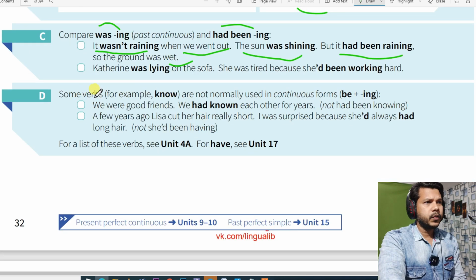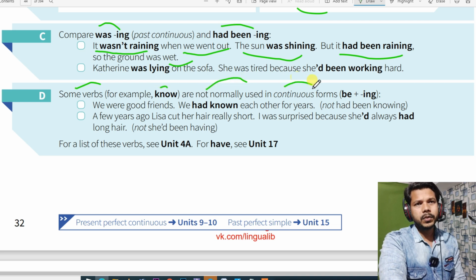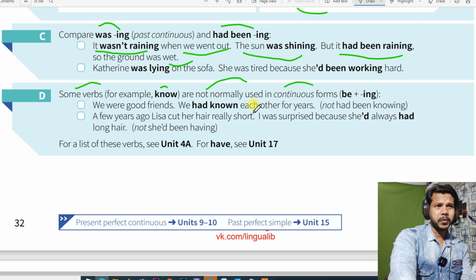Fine guys, and here if you see some verbs, for example, know, are not normally used in continuous. Okay, you cannot say knowing, everybody knows about it. You cannot say knowing. We were good friends, we had known each other for years. You cannot say we had been knowing each other for years.